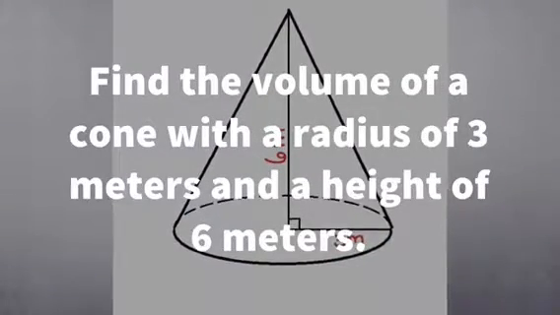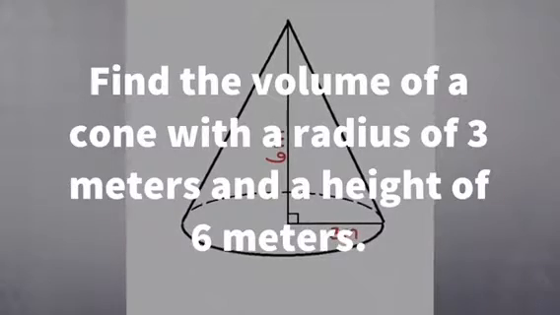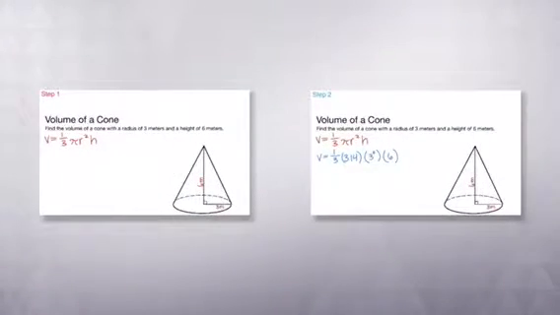The cone volume formula is 1/3 pi times radius squared times height. The question is to find the volume of a cone with a radius of 3 meters and a height of 6 meters. To start solving, first you need to write down the volume of a cone formula, which is volume equals 1/3 times pi times radius squared times height.